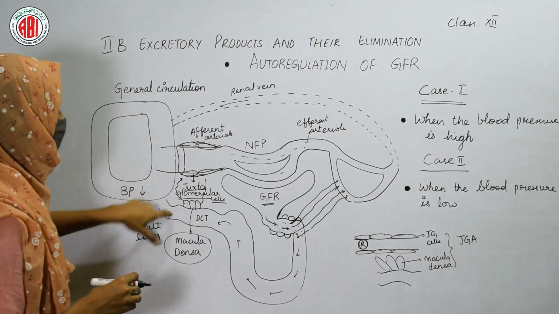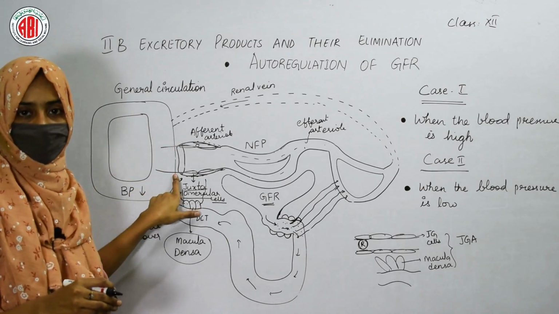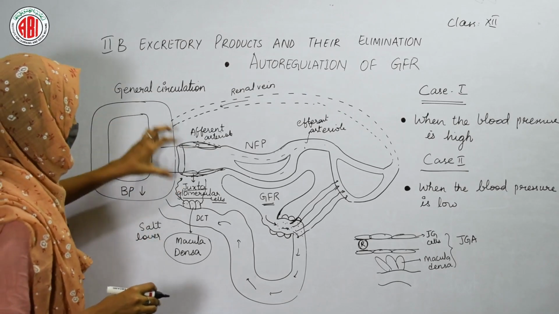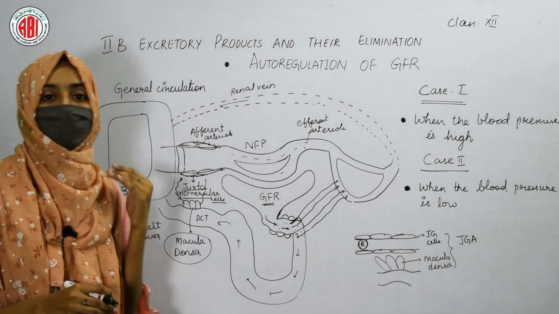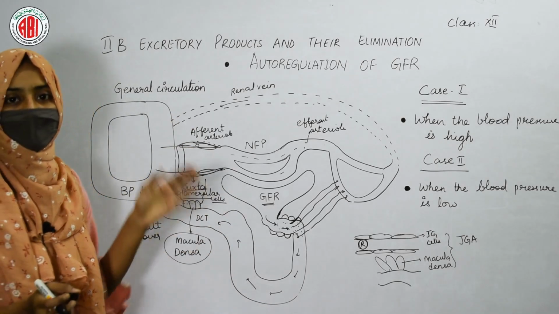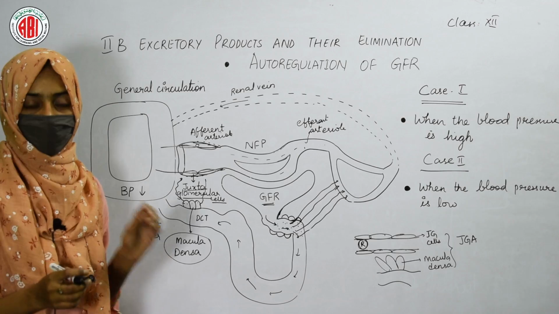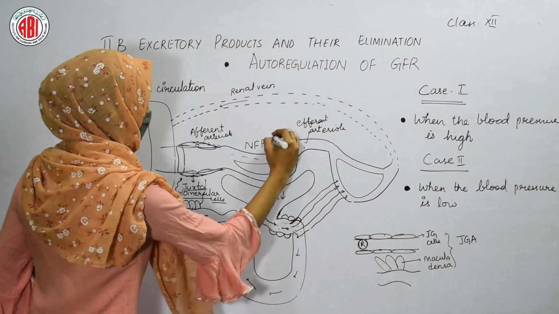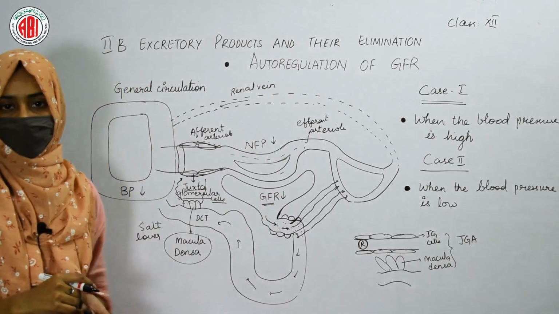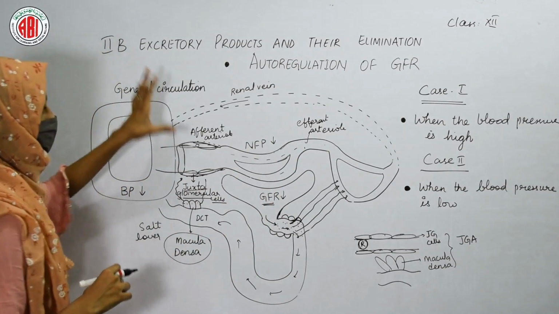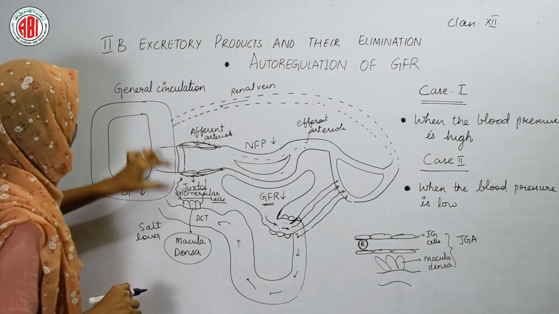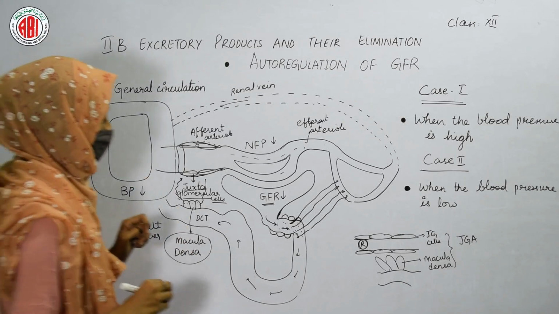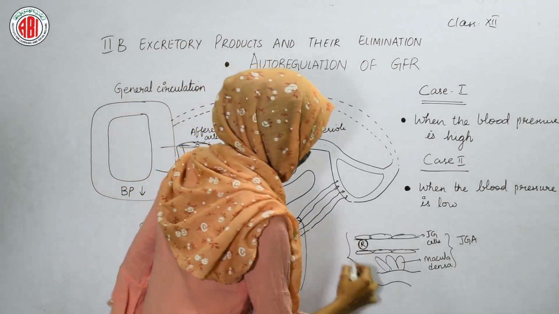When the signals sent by the macula densa reach these juxtaglomerular cells, they are responsible to release certain chemicals in order to maintain the blood pressure, in order to do the auto-regulation of GFR. As the GFR decreases when the blood pressure is low, now it needs to be auto-regulated, right? So, for the process of auto-regulation of GFR, these juxtaglomerular cells are going to release a chemical, and we call that chemical renin.